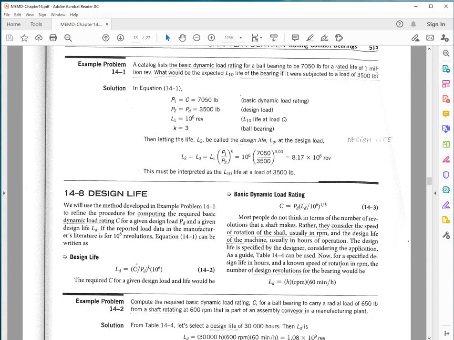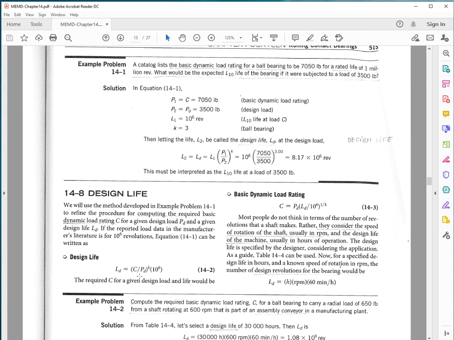So you can have a problem stated as: given the load and the bearing with dynamic load rating C. So the load on the bearing is given, the bearing is selected, we know the dynamic load rating. What would be the life? And you calculate the design life.